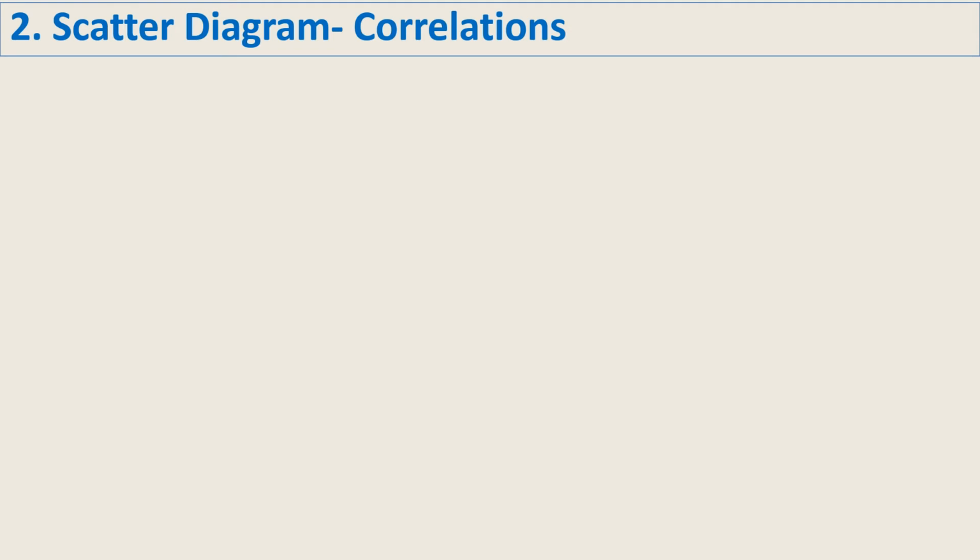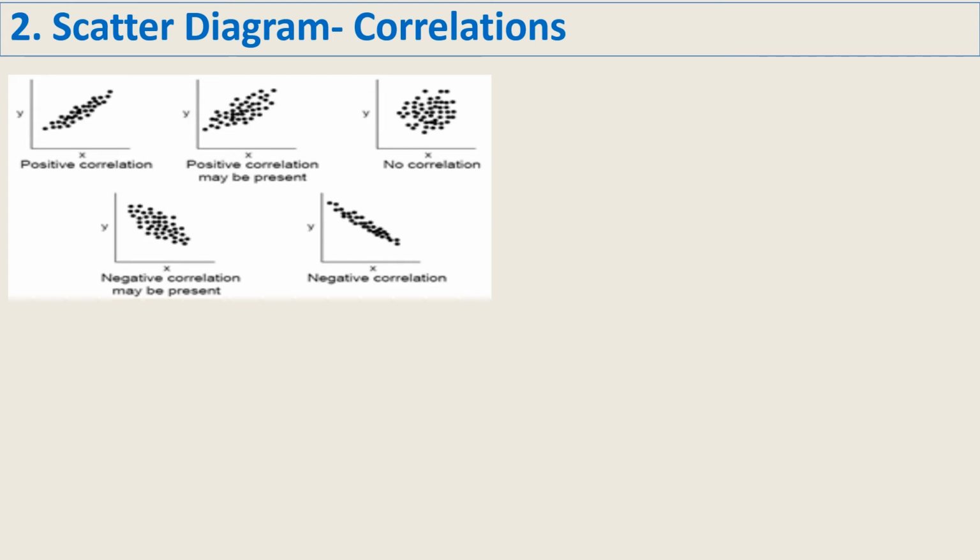Scatter diagram correlations. There are some correlations in a scatter diagram. Let's study one by one. First one is the positive correlation. As I explained in the last slide, when we draw a line and data points are clustered nearer to this line, then there is a strong correlation. As x increases, y also increases. That's why we can say that there is a positive correlationship. Positive correlationship that might be present.